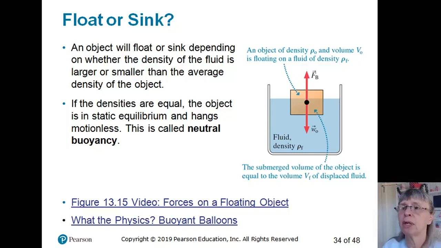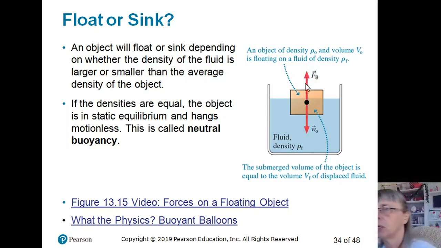So the next topic is whether something will float or sink. Whether an object floats or sinks depends on the density of the fluid compared to the density of the object. So we'll go through this step by step. So here's an object sitting in a container of a liquid. Now we know the weight of the object is going to be down, and we know the buoyant force is going to be straight up. As I said, anytime you're dealing with a buoyant force, include the free body diagram. Even though it seems really simple, just do it.